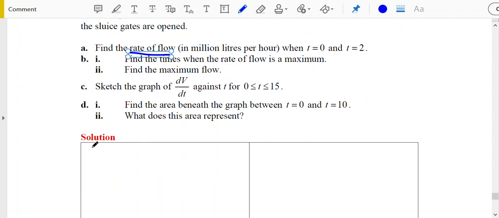Okay, so for part A, when t is 0, we get dV/dt equals 1000.